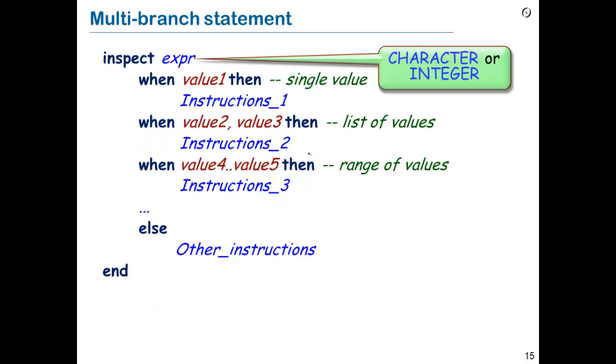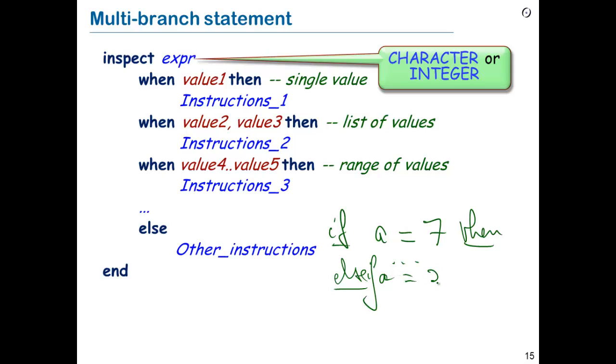Our last construct is an alternative to the previous one. It applies to the case in which we would have an if-then-else, but all the conditions are of the same form. All the conditions are of the form: is a certain variable equal to a certain given value. So the first one might be a equals 7, we do something special. Then if a is equal to 25, we do something else, and so on. So that's what we do.